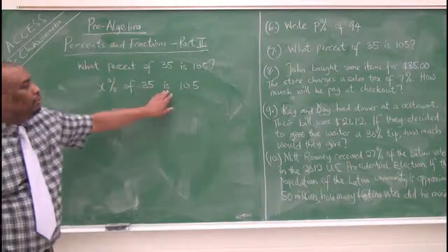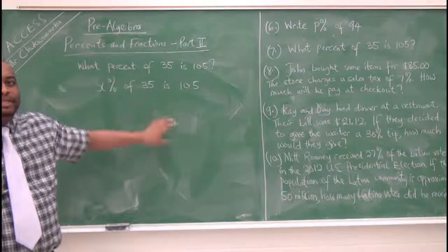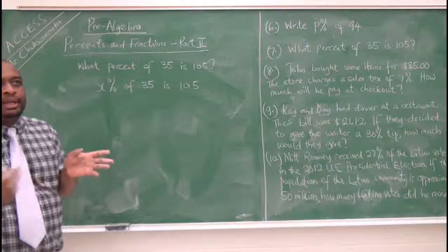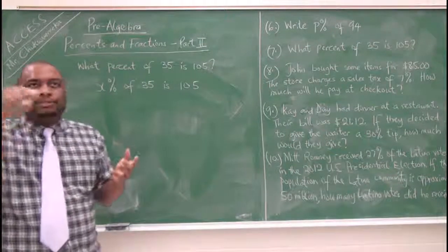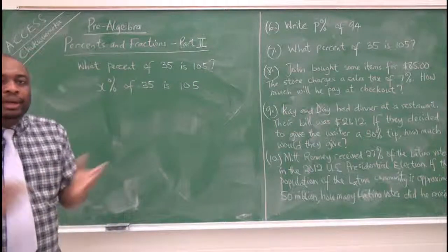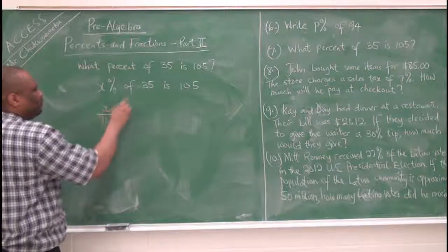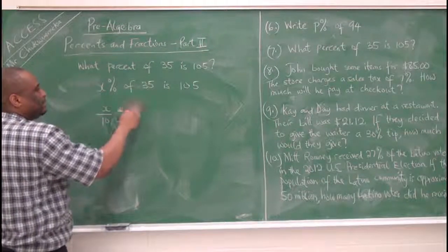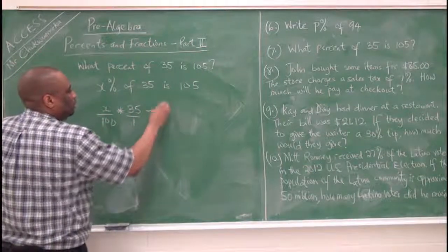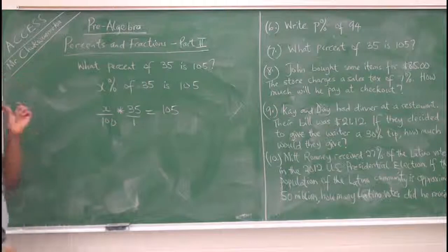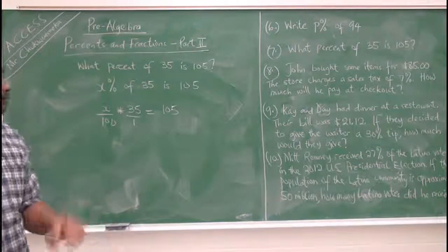Now we are going to see another vocabulary here, "is." And that "is" means equal. If I say 2 times 4 is 8, that tells you that 2 times 4 is equal to 8. So "is" means equal. So x% means x out of 100. The "of" means times, and then this is 35 over 1. "Is" means equal to 105. So we have something we call a percent equation.